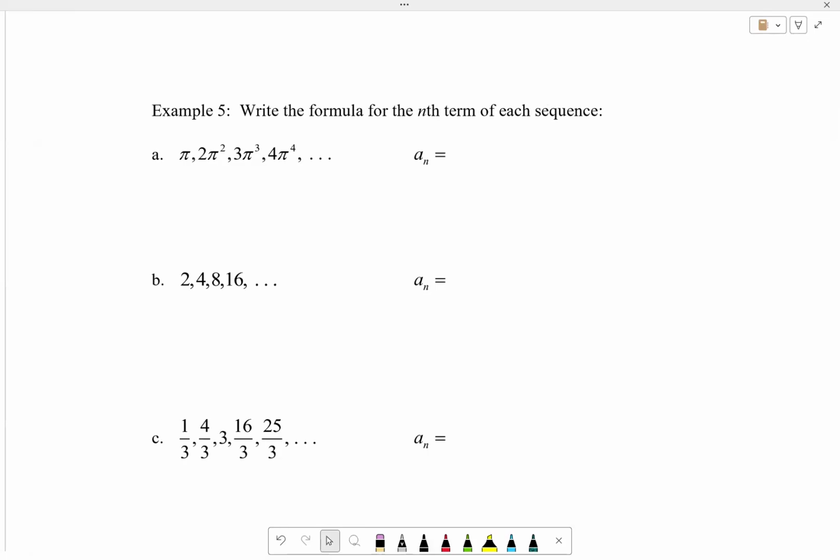You never get a sub n? For number 8, did they get the general formula? What is it? N pi to the n. Is that clear?